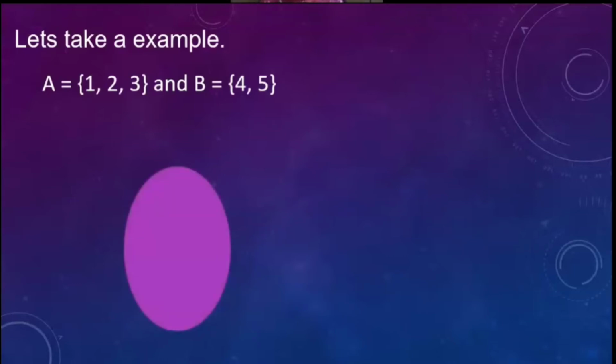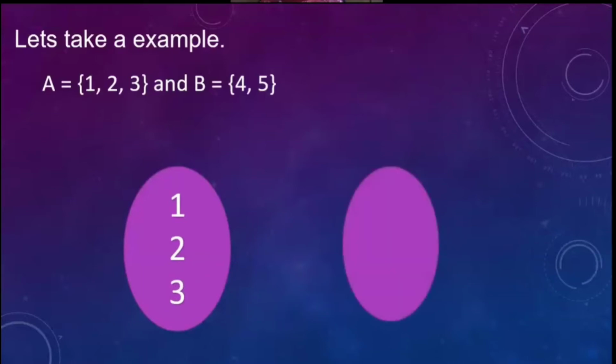Now I am taking an example. Let A be a set containing three elements 1, 2 and 3, and B a set containing only two elements 4 and 5. How are we going to find their product? Suppose I represent set A with the elements 1, 2 and 3, and set B with the elements 4 and 5. Now how do I do the multiplication, the Cartesian product? In sets, you call it a Cartesian product.